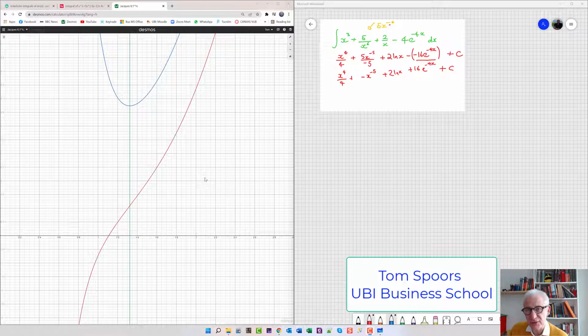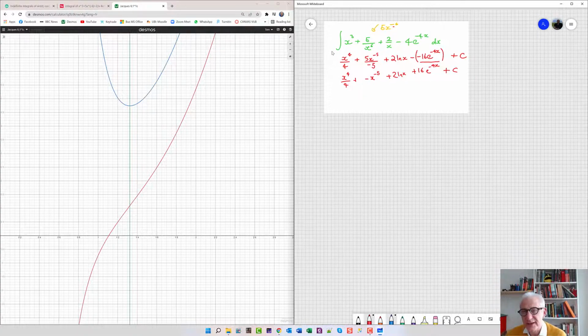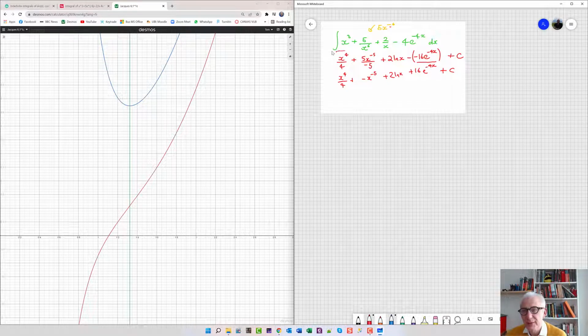Hi, so I'm just going to review one of the questions that we didn't quite get finished in the lesson. You can see on the screen I've captured the whiteboard from the lesson, and the issue came up around this large function here: x cubed plus 5 over x to the 6 plus 2 over x minus 4e to the minus 4x dx. We're trying to find the indefinite integral of that.